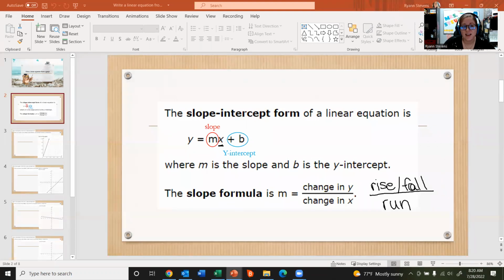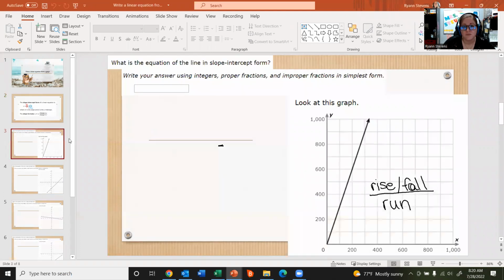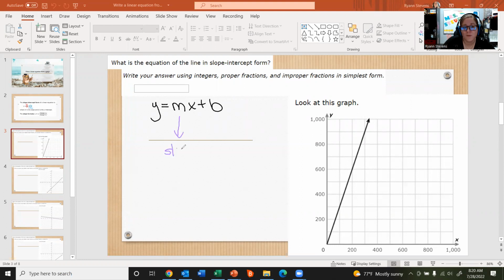So let's look at an example of writing an equation from a graph. We want to know what is the equation of the line in slope-intercept form. So we have to remember we're writing it as y equals mx plus b. And I'll write this here just for reference. The m is going to represent our slope, and the b is going to represent our y-intercept of the line.